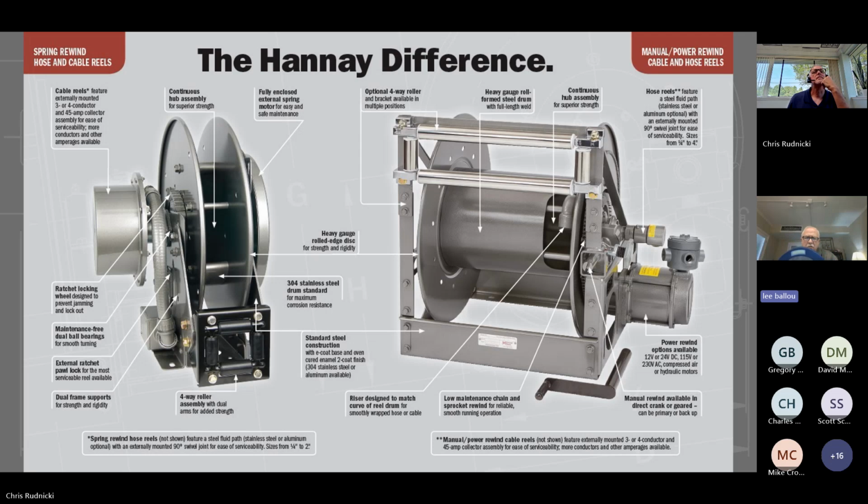The reel on the right is more dealing with a lot of the fluid paths that you'll see. And, same thing, heavy gauge formed steel drum, optional 4-way rollers. We do have options of manual crank rewind, power rewind, and hose reels feature a steel fluid path, stainless or aluminum optional, with externally mounted swivel joints for ease of serviceability again. We try and make these reels to the best standards we know of, and we've always built quality.